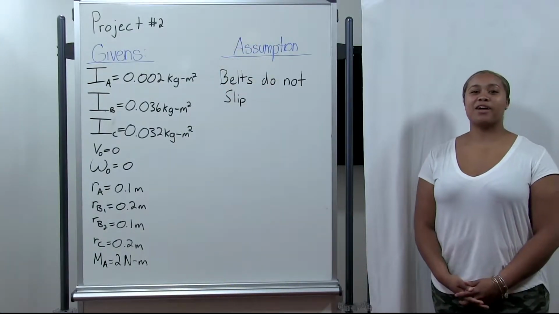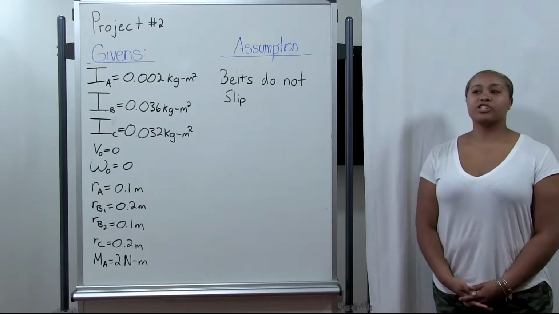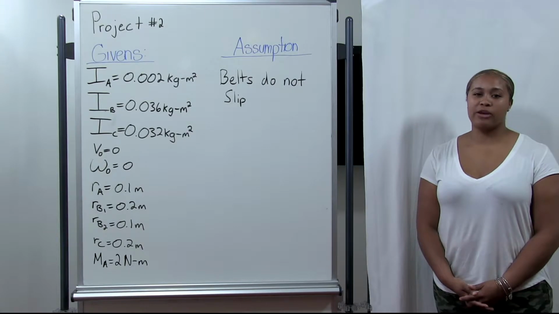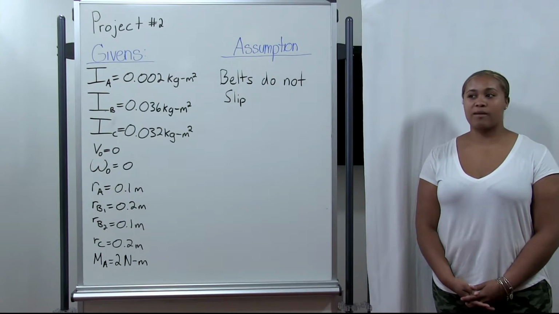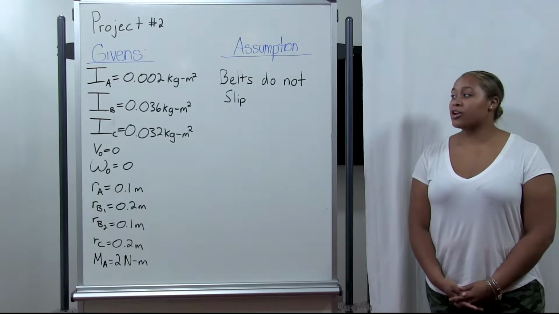The students were given the following variables. The moment of inertia at A is 0.02 kilogram meter squared. Inertia at B is 0.036 kilogram meter squared, and moment of inertia at C is 0.032 kilogram meter squared. The system is starting at rest.